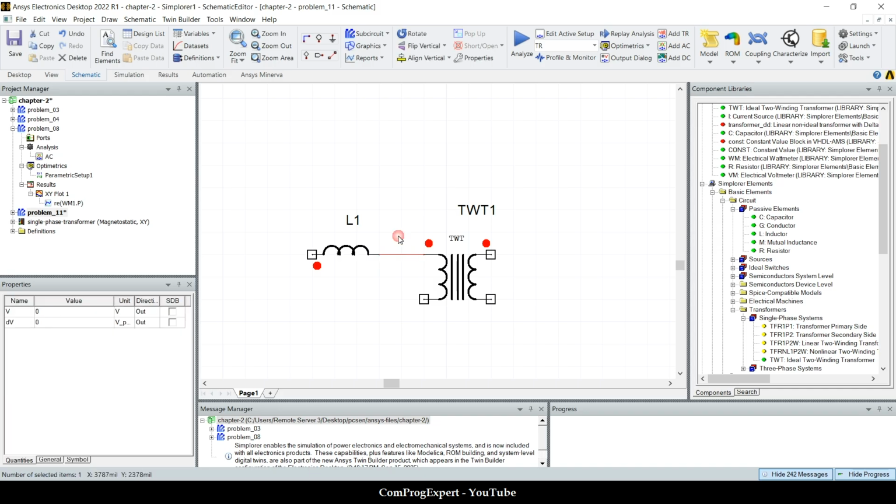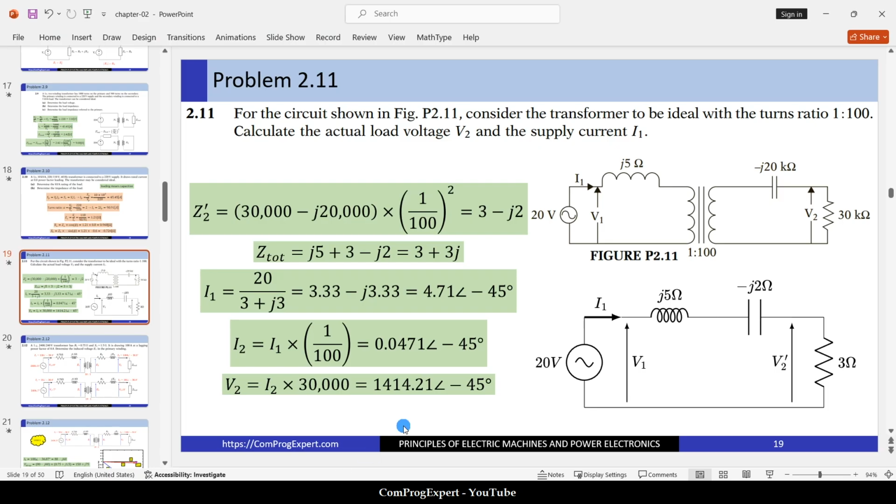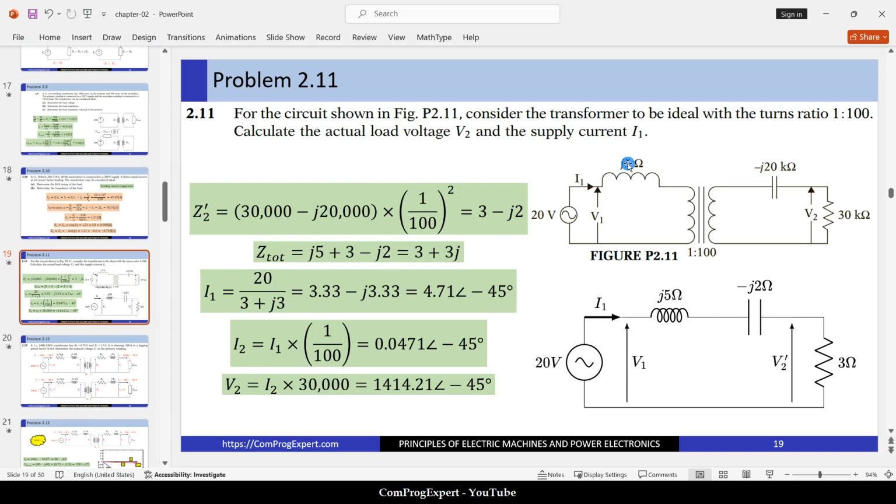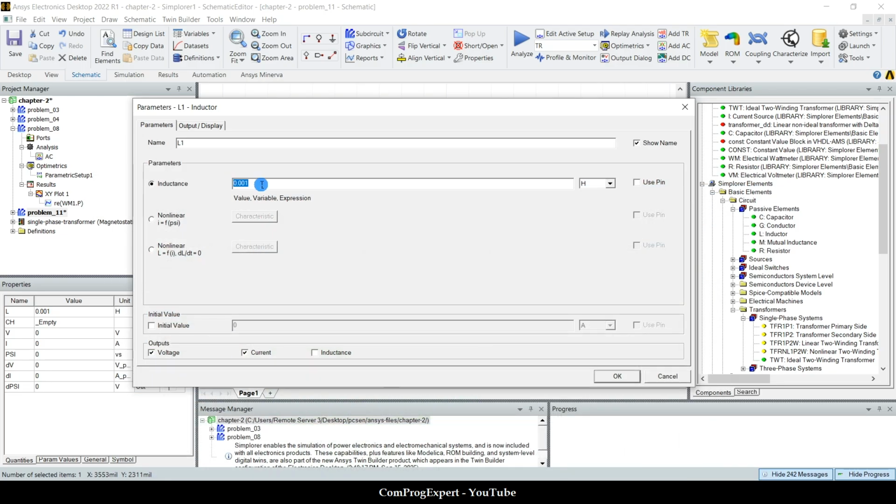What is the value of the inductance of this inductor? Let's consider 60 hertz for our calculations. Here the frequency is not given, so I am going to consider it equal to 60 hertz. So this is equal to 5 ohm divided by 2 times pi times 60.